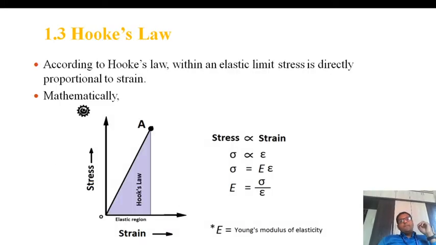Next is Hooke's law. Now what is Hooke's law? Within an elastic limit, stress is directly proportional to strain. Now we already know about the elastic limit. What is the elastic limit? It is the limit within which the body will regain its original shape and size on the removal of load. So within that elastic limit, stress is directly proportional to strain, and this is our Hooke's law.